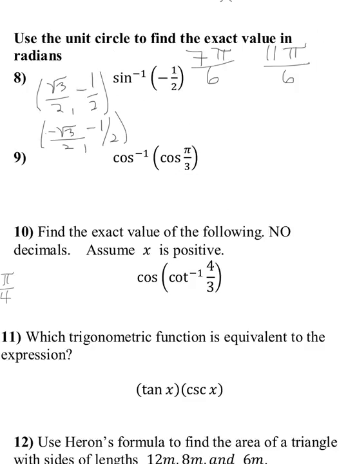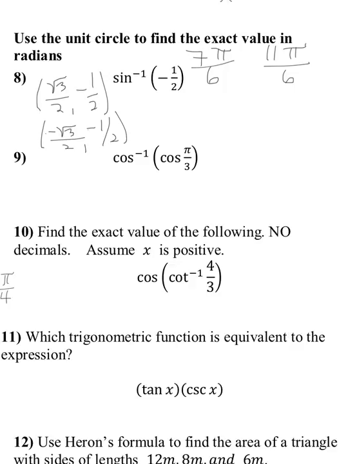Okay, so we're going to use a unit circle to find the exact value in radians. We want to look where sine is -1/2. So look around your unit circle and find all the places where your y value in your coordinates is -1/2. That's going to be your sine inverse value. All right, so our sine inverse value where sine is -1/2 is going to be located at 7 pi over 6 and at 11 pi over 6. Those are the two angles where this occurs.